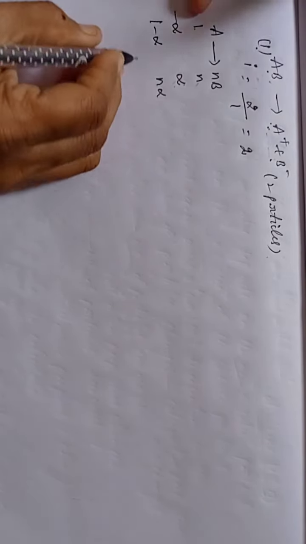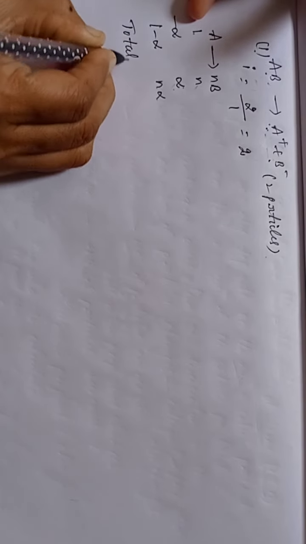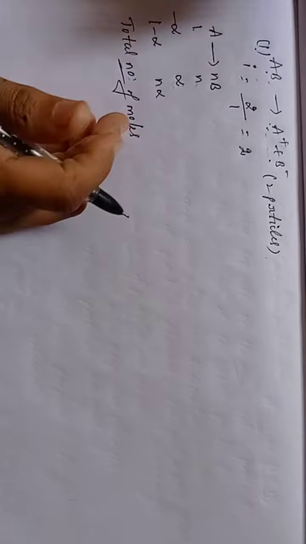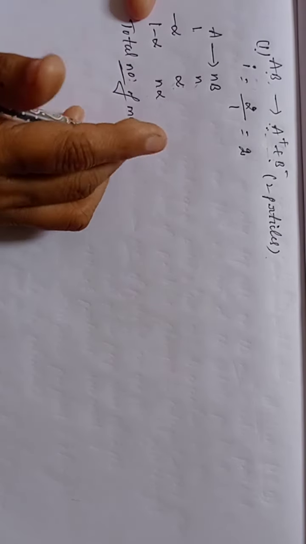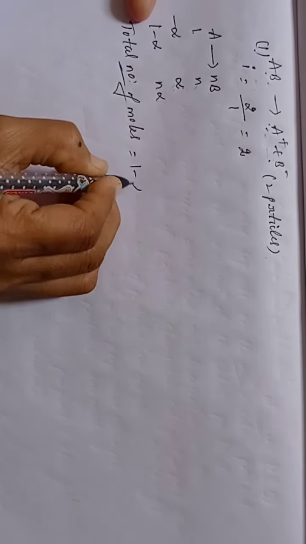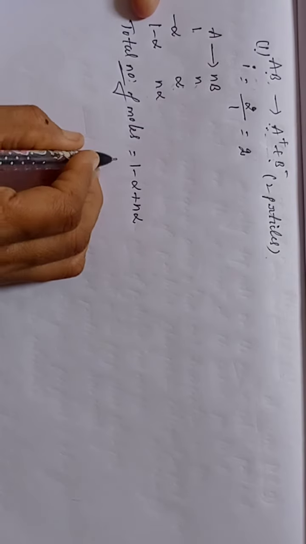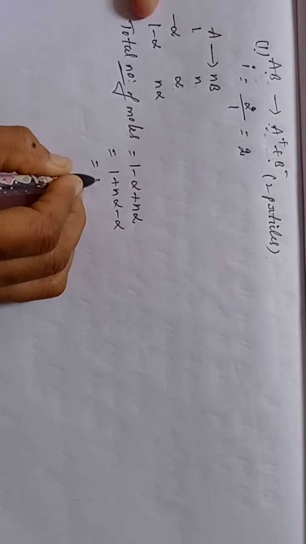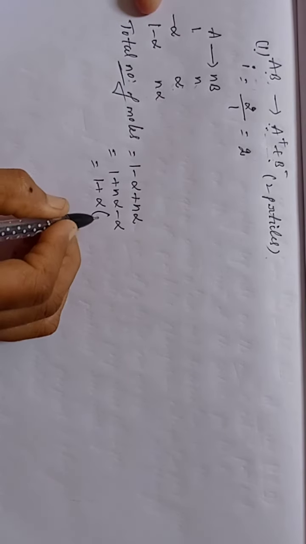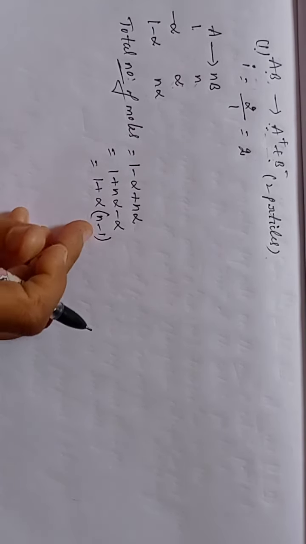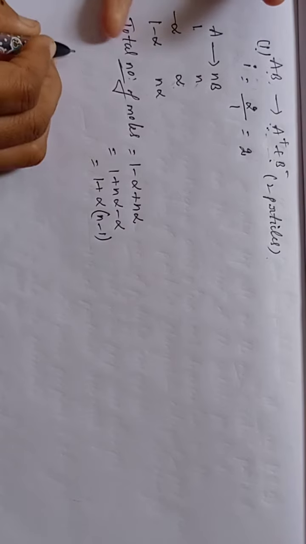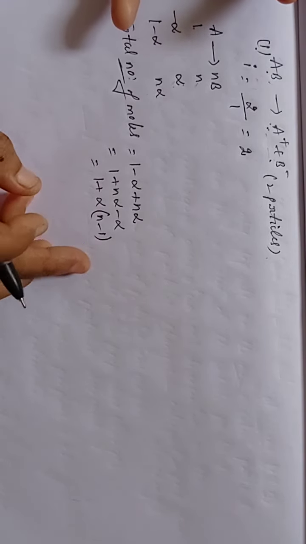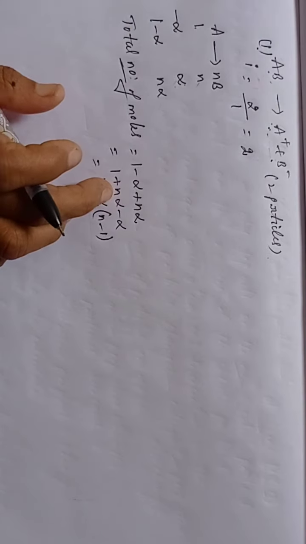So then how to find the total number of moles, students? Total number of moles, how to calculate? 1 minus alpha plus N alpha. Correct? Both numbers of moles add: 1 minus alpha plus N alpha. Then we can write 1 plus N alpha minus alpha. Take alpha common, then N minus 1. Correct? Alpha into N minus 1. So what we can write, students? Total number of moles is equal to 1 plus alpha into N minus 1. Clear this one? Total number of moles.